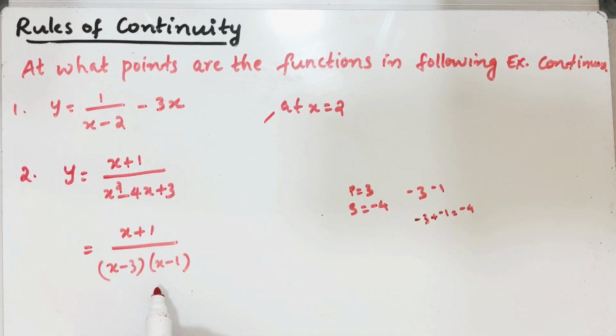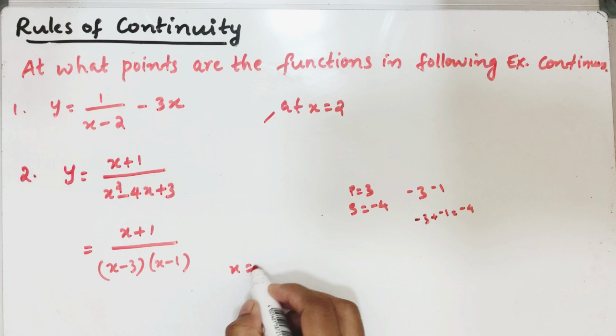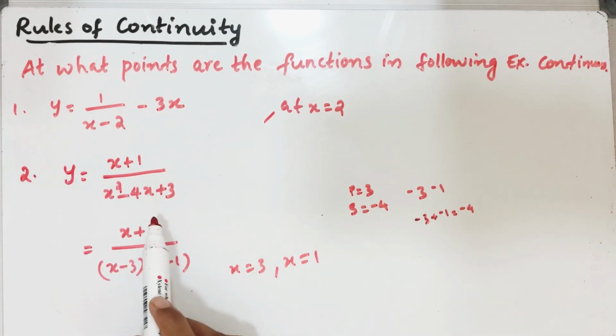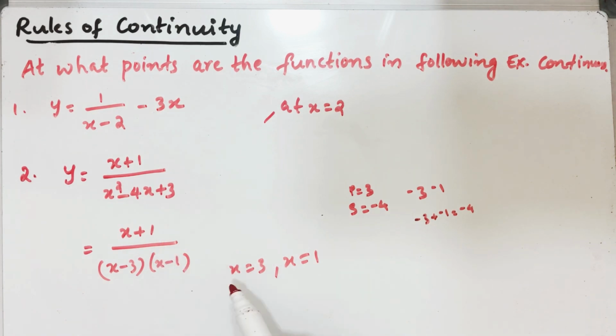Here this is a rational function which is discontinuous at x is equal to 3 and x is equal to 1. So we can say this function is continuous everywhere except x is equal to 3 and x is equal to 1.